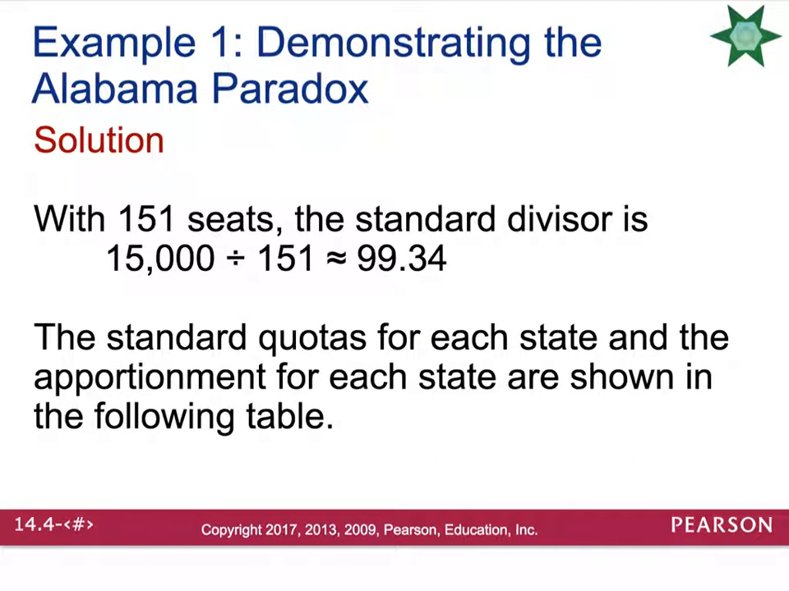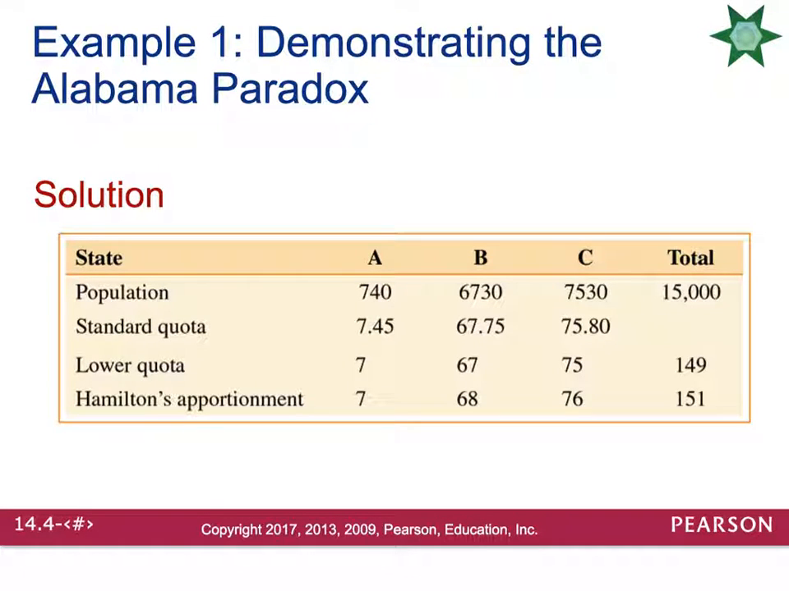Now, they're trying to decide if they should go up one more seat. So if we have 151 seats, that's going to change our standard divisor. Our population is still 15,000, but now we have to divide by 151, which makes our standard divisor 99.34. Then we'll have to find the standard quota for each state. So take each population divided by 99.34, and your standard quota for A is 7.45, for B is 67.75, and for C is 75.8.